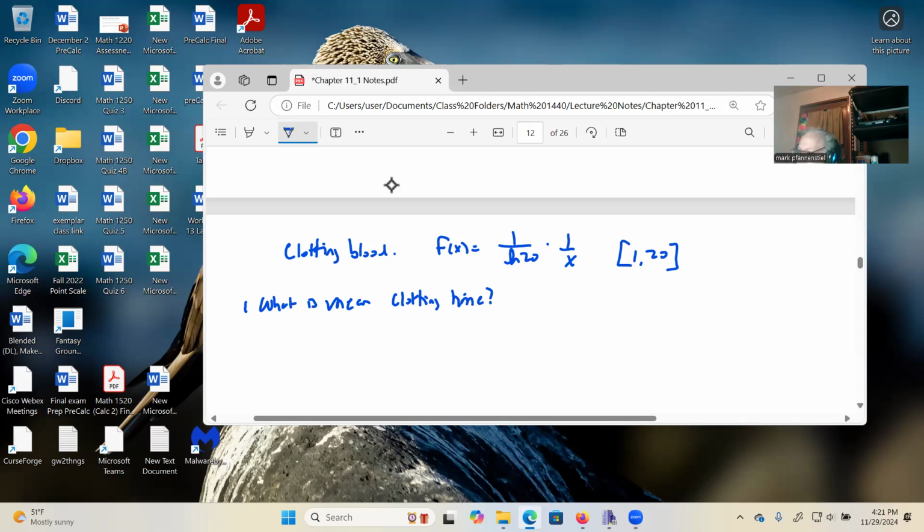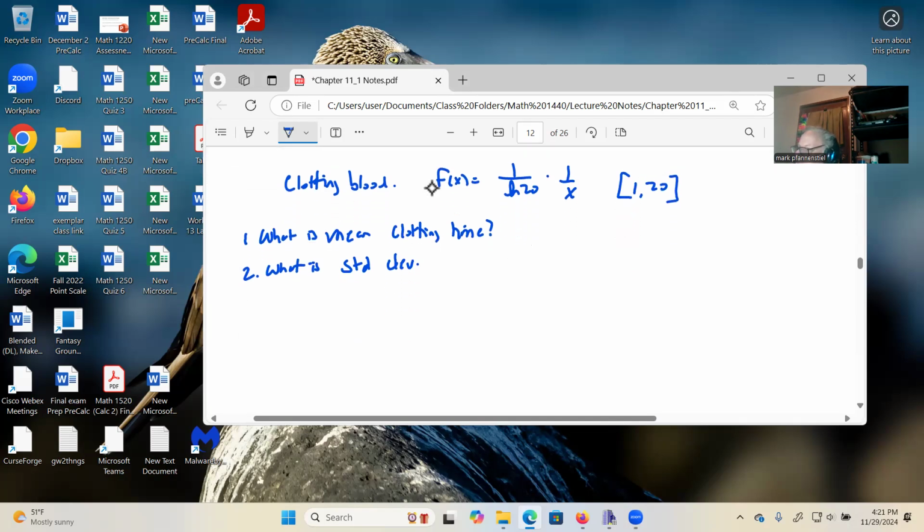What is the standard deviation? What is the probability that it clots within one standard deviation? And then what is the median clotting time? Okay, so there we go.